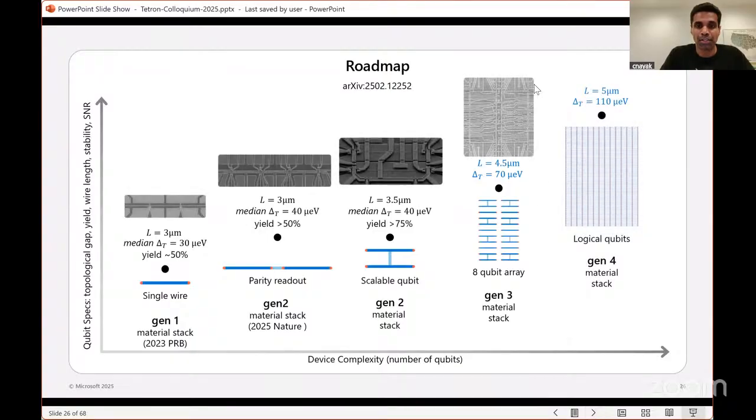Here's one of our devices that has 8 qubits. It's an 8 qubit device. We have devices like this in testing. They're not fully characterized or benchmarked yet, but that's ongoing work.